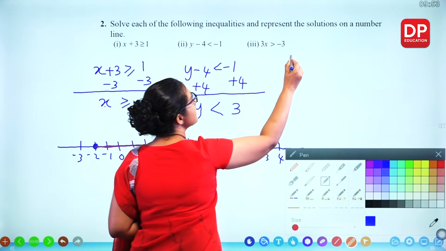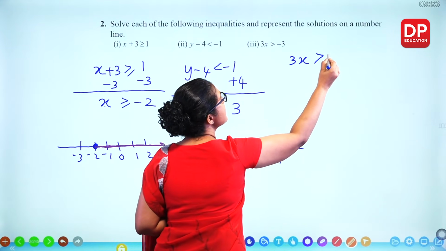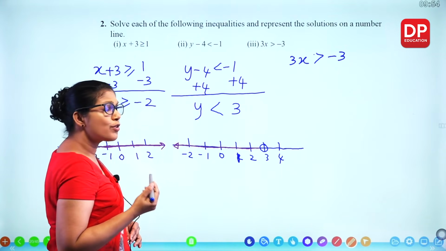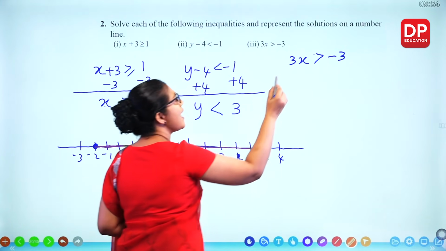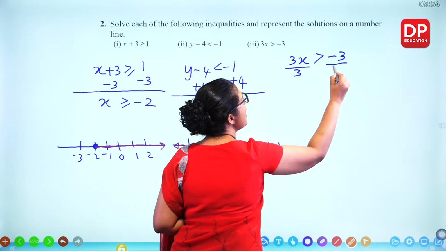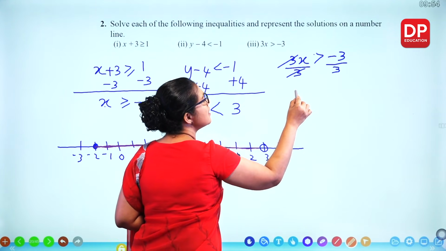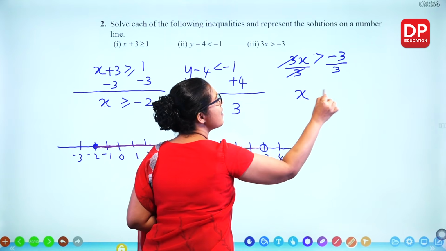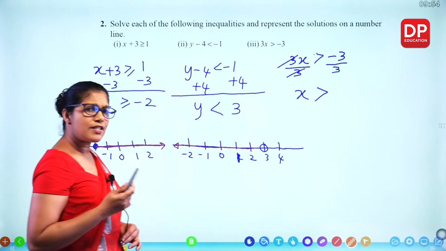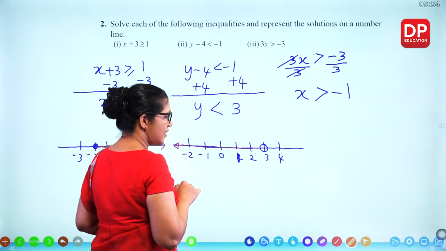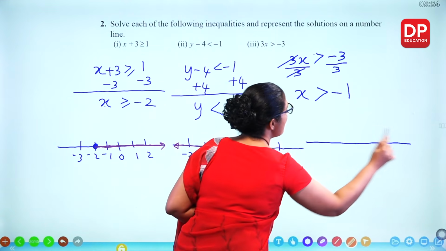We'll take the third example. 3x is greater than minus 3. So here we need to get rid of this 3. So I can divide both sides by 3. So 3 gets cancelled out. I get x greater than minus 3 divided by 3. You get minus 1.